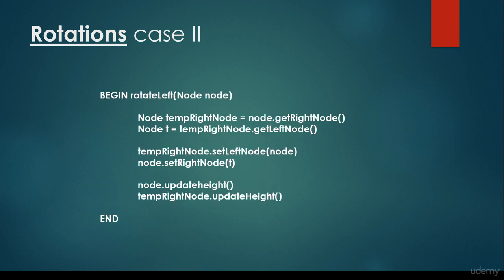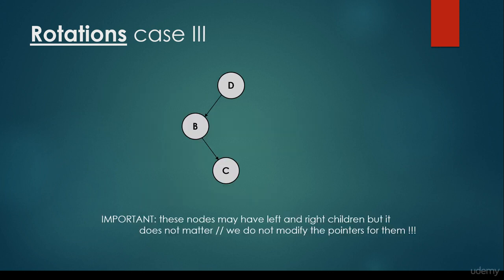What about the pseudocode? We just have to do approximately the same, but instead of the left child, we have to get the root node's right child, and we have to set this temporary right node's left node to be equal to the previous root node. This is how we update the references, and of course we have to update the height parameters because they may change.